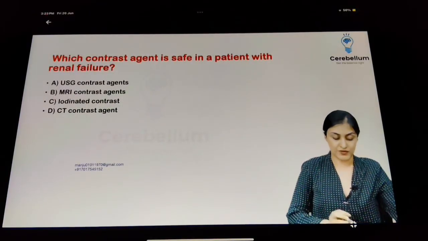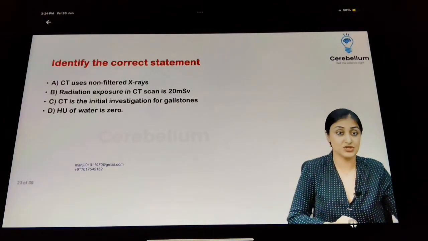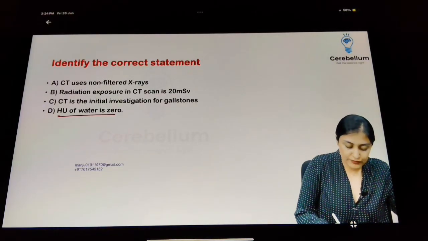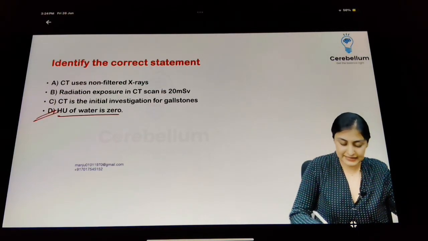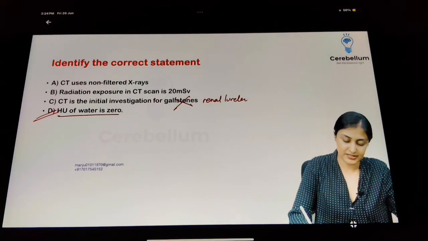Let's quickly look at the previous year questions of this section. All of this you would know, so I'll be rushing through it. Which contrast agent is safe in renal failure? So ultrasound contrast agent we saw. Identify the correct statement. HU of water is 0. I didn't know that. CT is the initial investigation of choice for gallstones? Never. It is the initial investigation of choice for other stones like renal, ureteric, salivary, right?